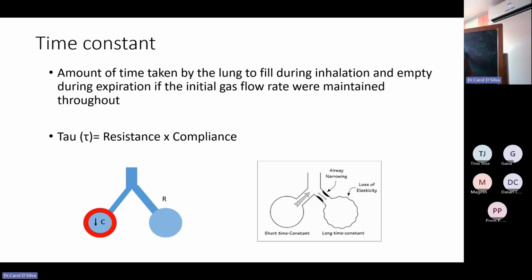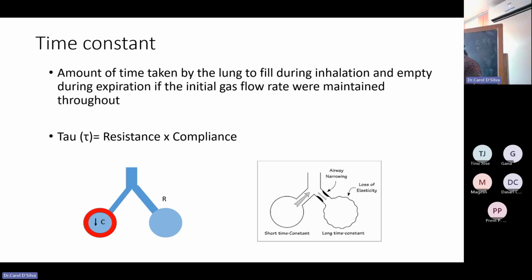See, the formula is R into C. So I've given you one example over here. If the R is narrowed, the R is increased. Yes, increased R means my time constant, which is given by this Greek letter tau, is more. So I'll need more time to distend this and more time required to empty.